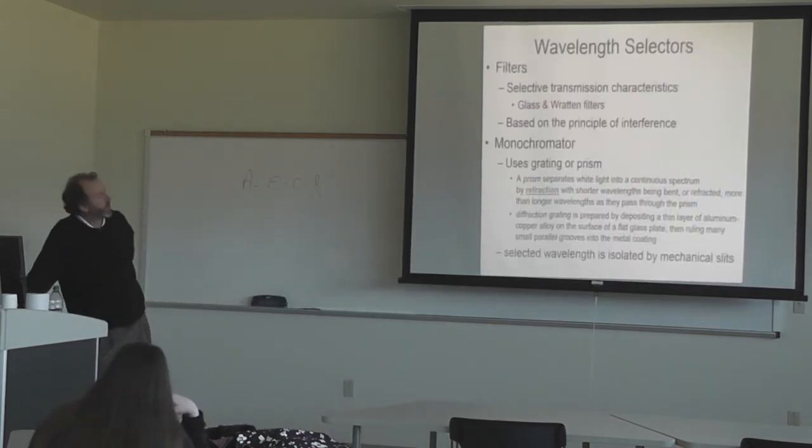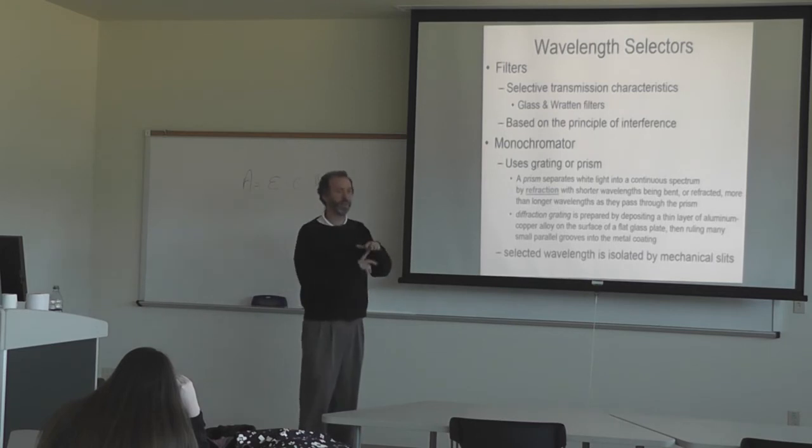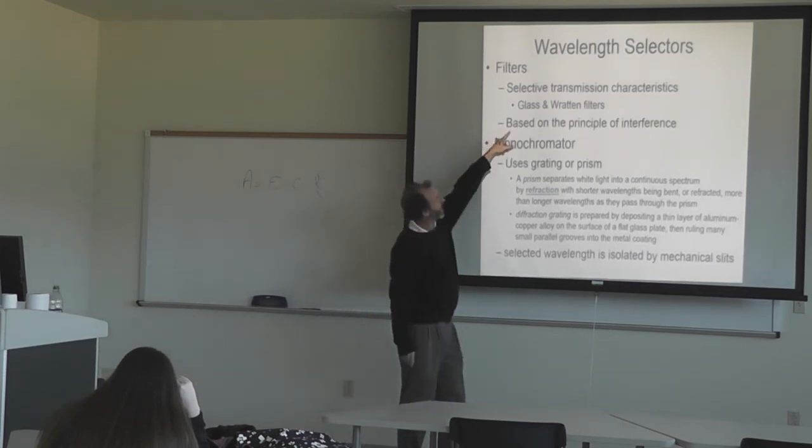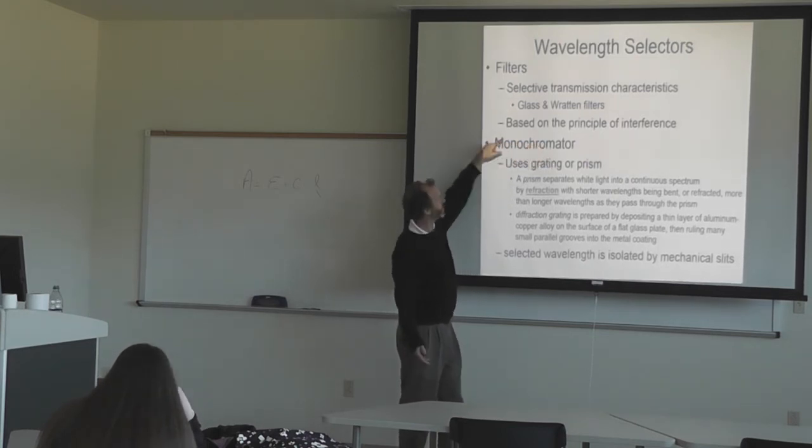So for wavelength selectors, you're going to use filters sometimes, and that's what our plate readers use. The plate readers we have use filters. So basically you get selective transmission through a filter. We have glass or Wratten filters, and it's based on the principle of interference. They're going to interfere with certain wavelengths.